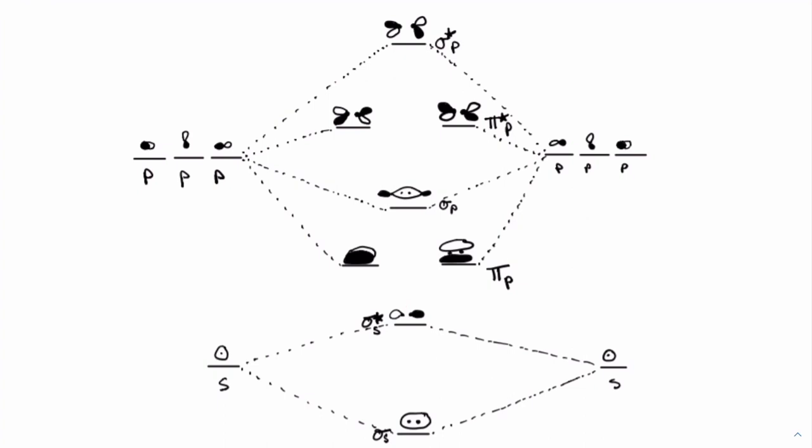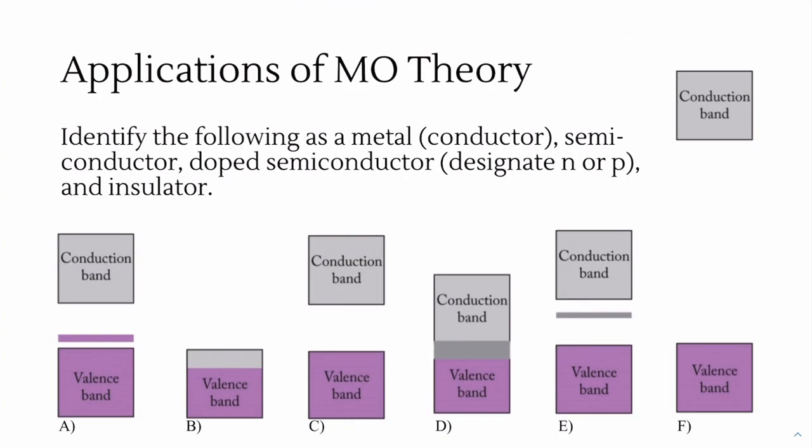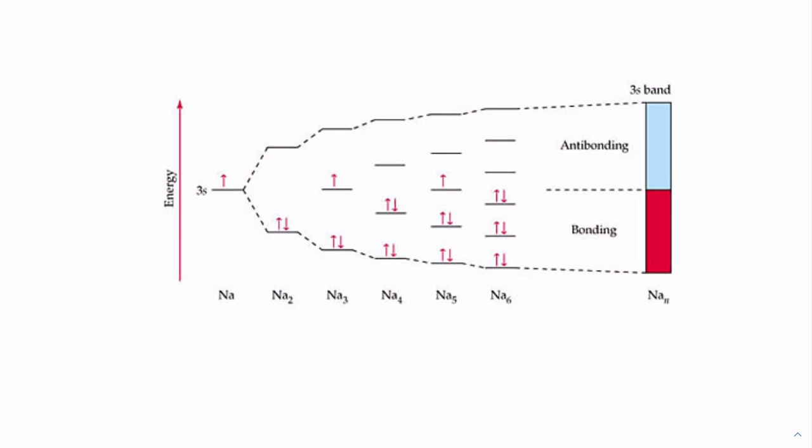Now, there are important applications of molecular orbital theory, particularly when we talk about metals, okay? And there's going to be a type of question that they're going to ask you. It's going to ask you to identify the following as a metal, semi-metal, doped semiconductor, or an insulator. Okay. To introduce this concept, I'm going to show you a diagram that helped me a lot to understand this.